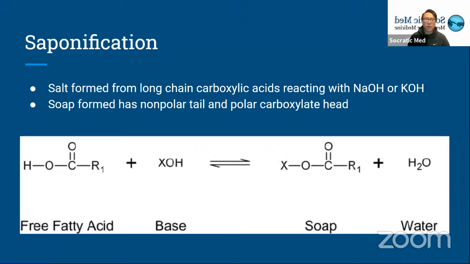Next, saponification. So this is soap formation. This is when a salt is formed from a long chain carboxylic acid after reacting with either sodium hydroxide or potassium hydroxide, so any strong base. So we take a long chain carboxylic acid and react it with a base, and you form this soap molecule, and also water as a side product. So the soap that's formed has a long non-polar tail and a polar carboxylate head group. This may look familiar because, as you can see on the bottom, this is the reaction that involves a fatty acid and a base, and it forms a soap molecule.